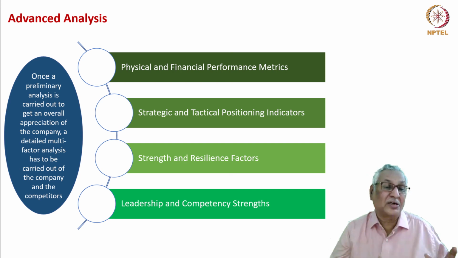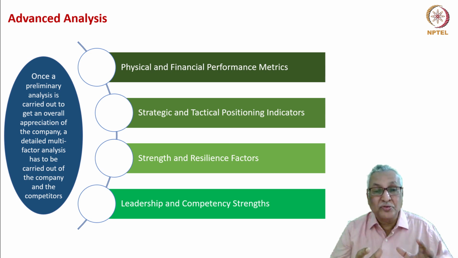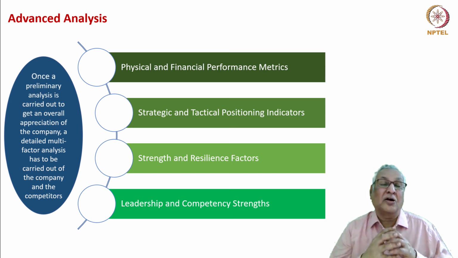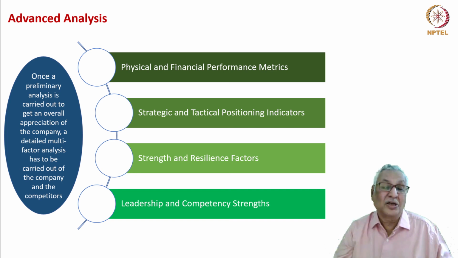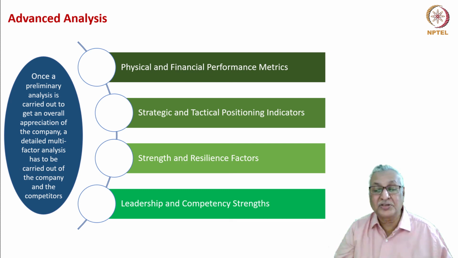Now, having conducted a broader analysis of the company, you know where the company is moving towards and how the company is moving towards that goal, and then take an appropriate measurement of its various metrics. So, the four things which you need to analyze are the physical and financial performance metrics, the strategic and tactical positioning indicators, the strength and resilience factors, and the leadership and competency strengths.